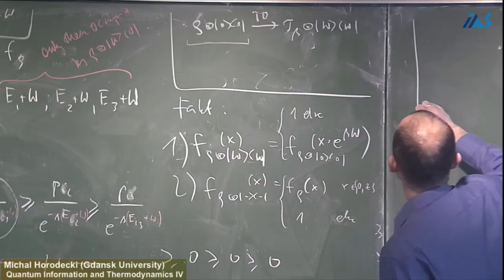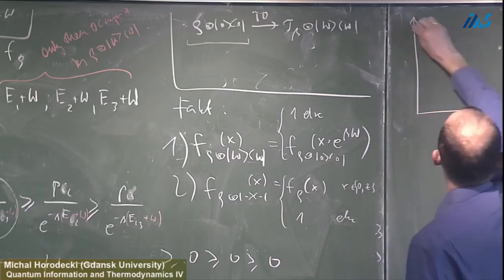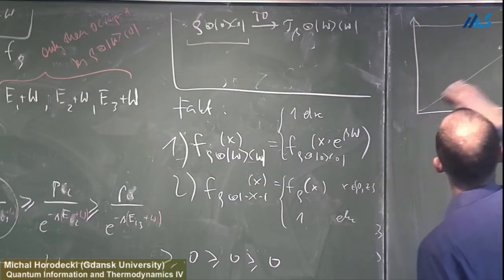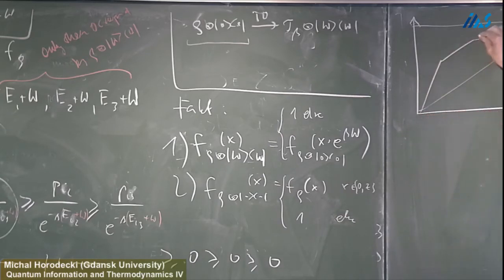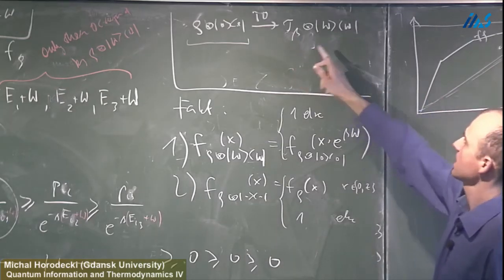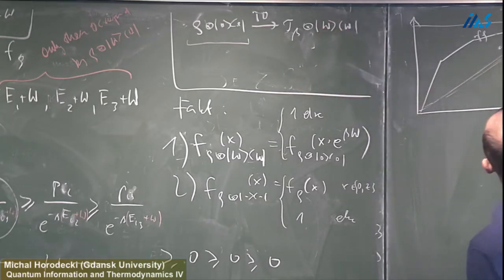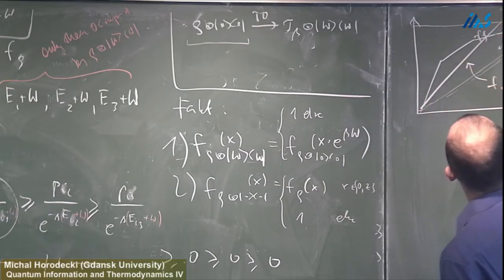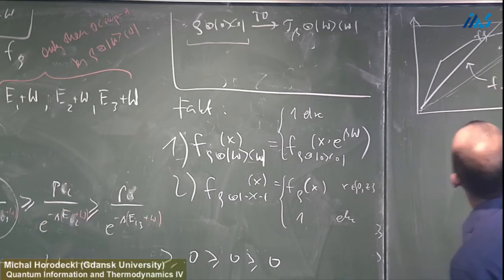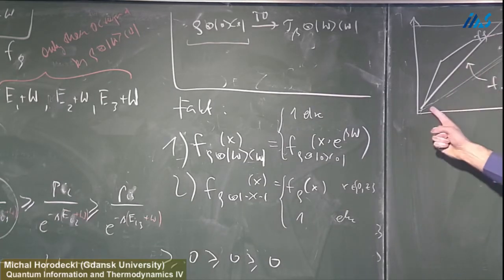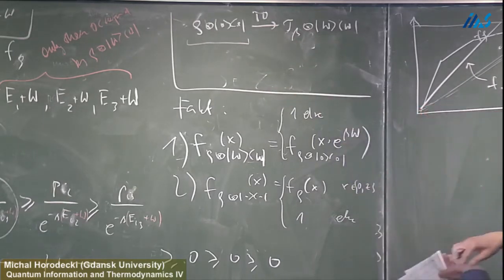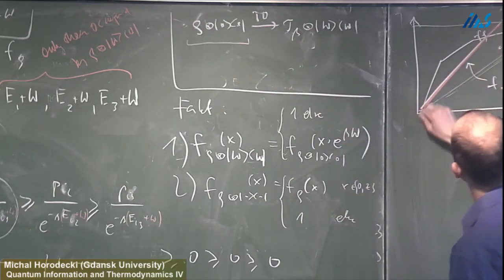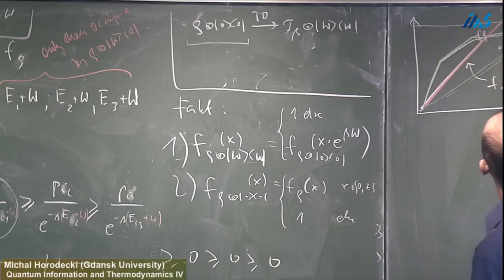Good. So let me draw. I have my original diagram of rho, F rho, and that's the original diagram of tau, the Gibbs state. Now I shrink it by W, so I obtain this. So that's the diagram of tau times W. But look, I want to go from here to there, from green to blue, but I can't because this doesn't majorize this.